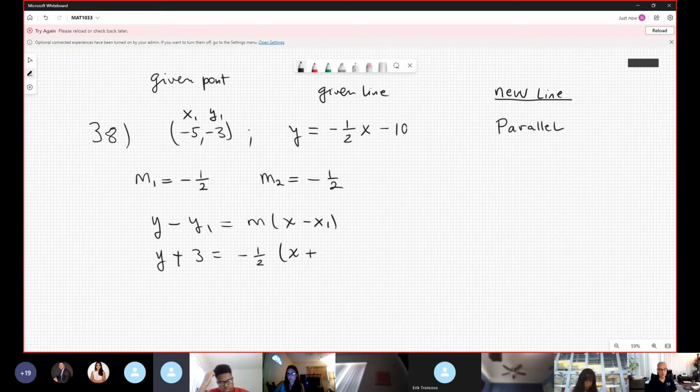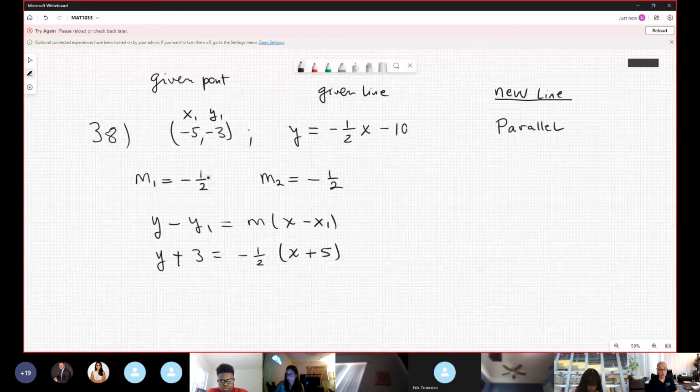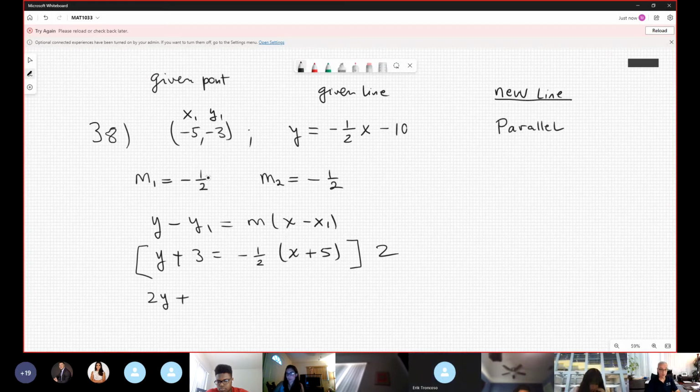Plus 5. Yeah, double negative. This is the typical example in which you have a fraction. How do you eliminate the fraction? What is the fantastic way? Multiply by what? 2, the denominator. When you multiply the entire equation by 2, you have 2y plus 6, and 2 times -1/2 is -1 times x plus 5. You never multiply inside the parentheses.